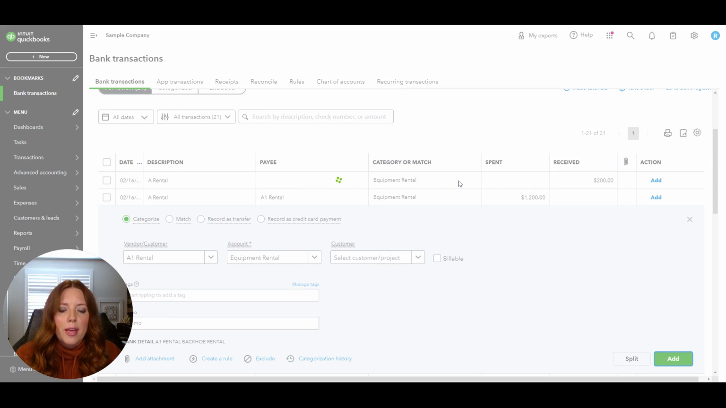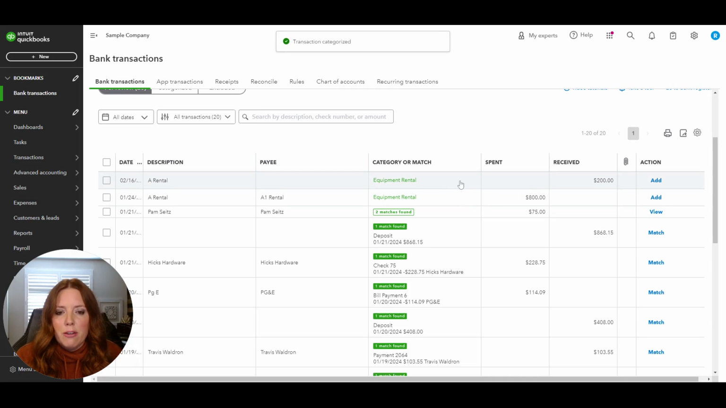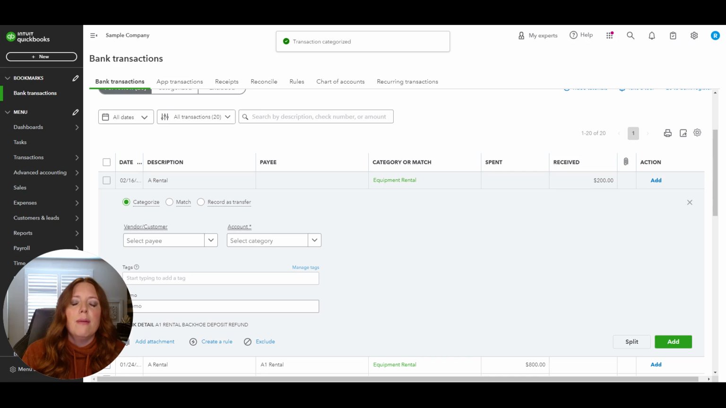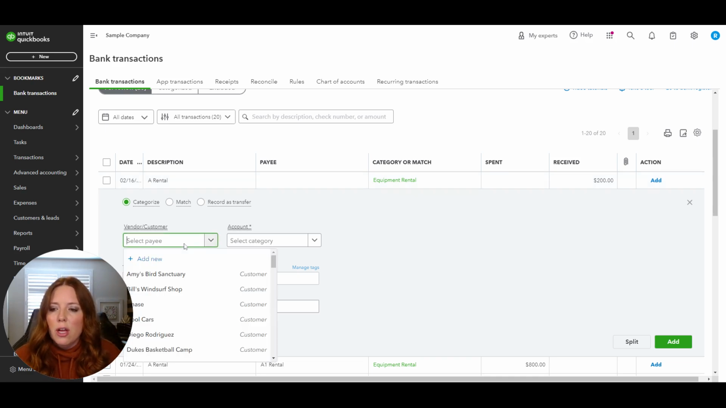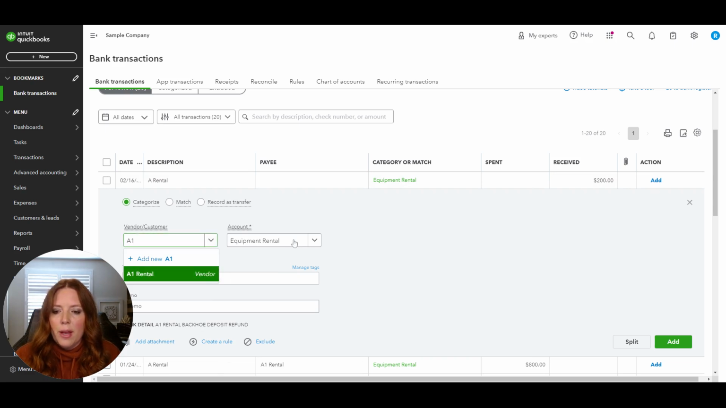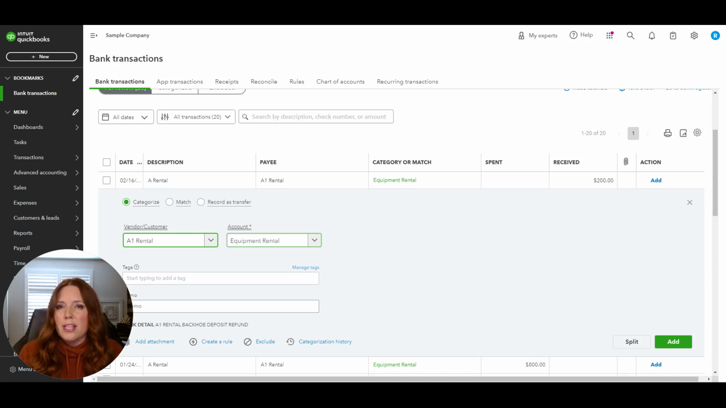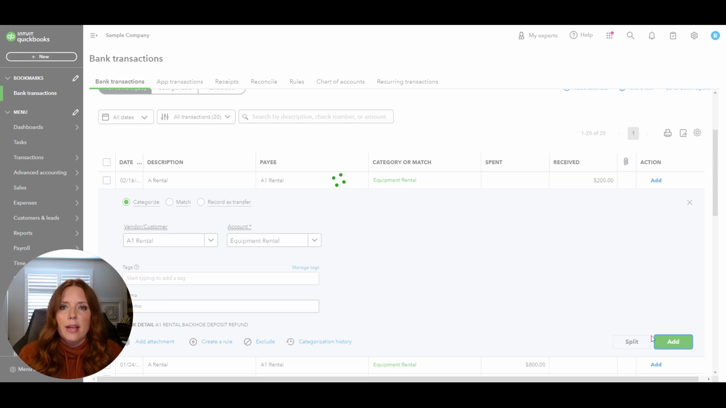Now, when we go here to this $200 received, it needs to go in the same category with the same vendor. So if this was an Amazon return, you would pick the vendor as Amazon. You'd put it right back in the category where it came from, office supplies or marketing material. So here we're going to say A1 rental, and then it pulled equipment rental. So QuickBooks knew that that's what to expect, but you want to make sure that that's right. Don't let QuickBooks just guess, and go ahead and hit add.